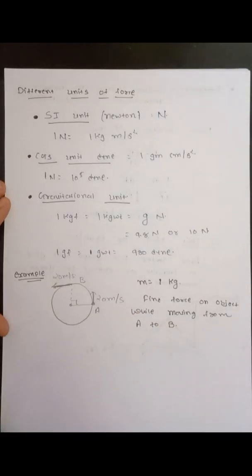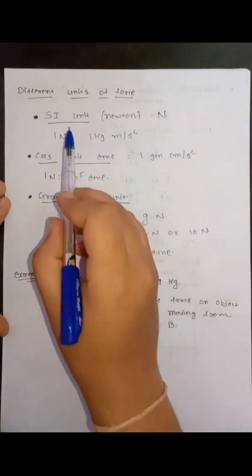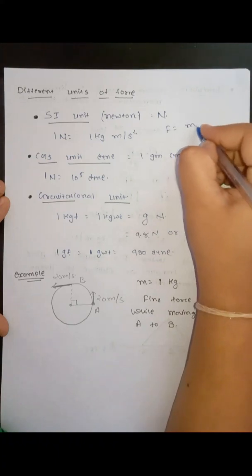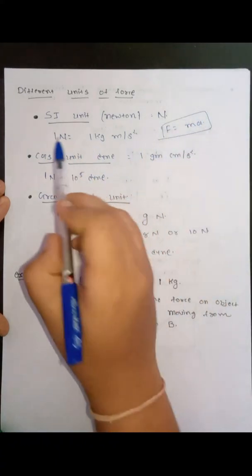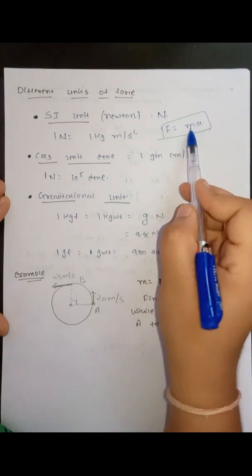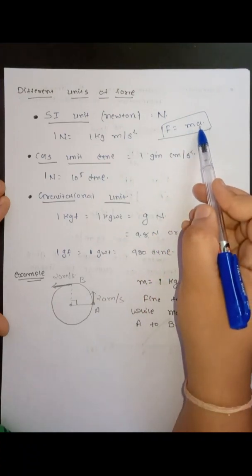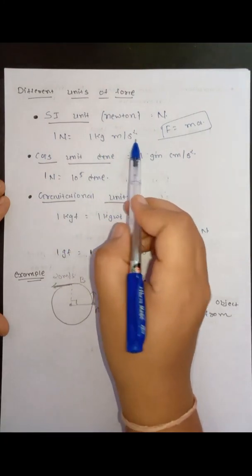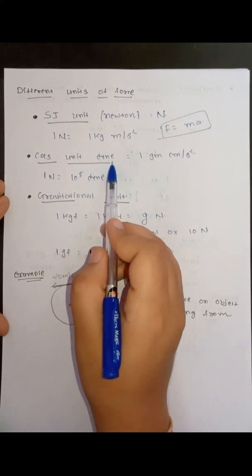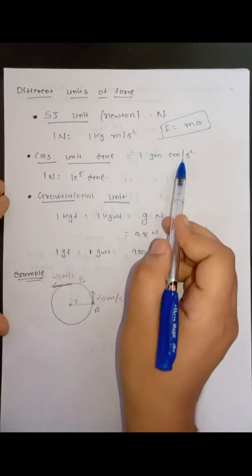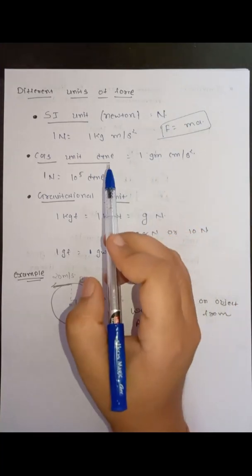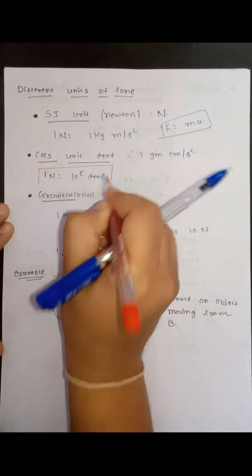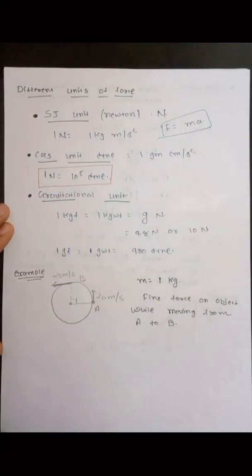Now let us see different units of force. The SI unit of force is Newton. We know that force F is equal to ma. So 1 Newton is equal to 1 kg into 1 meter per second square, that is 1 kg meter per second square. The CGS unit is dyne, that is equal to 1 gram centimeter per second square. The conversion between Newton and dyne is 1 Newton is equal to 10 power 5 dyne.